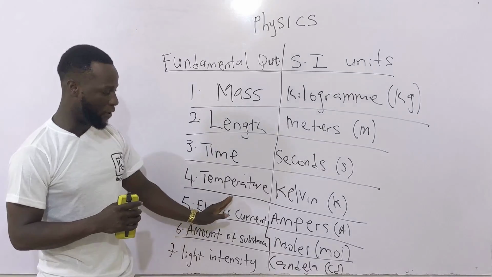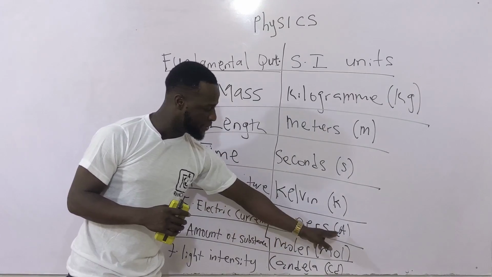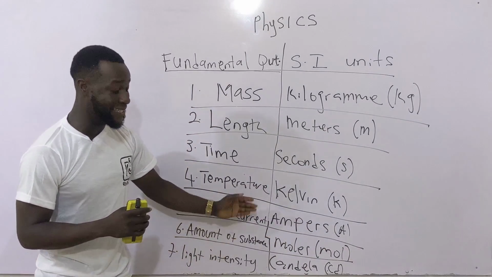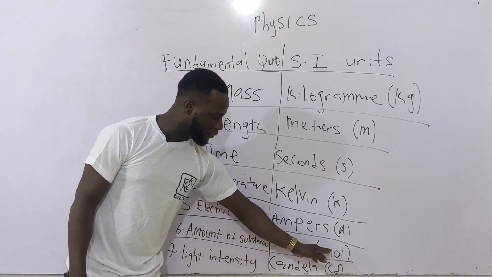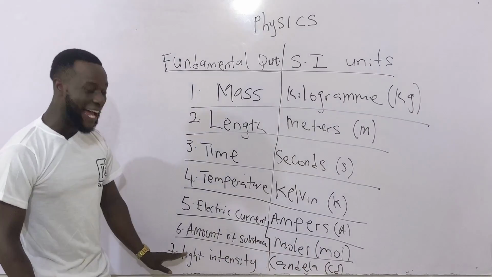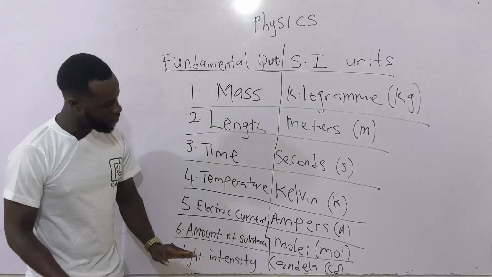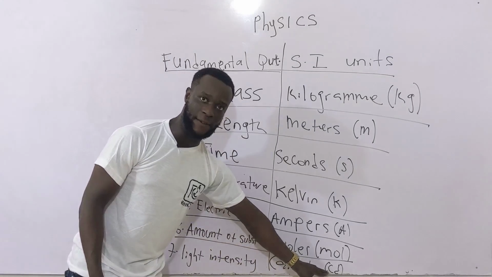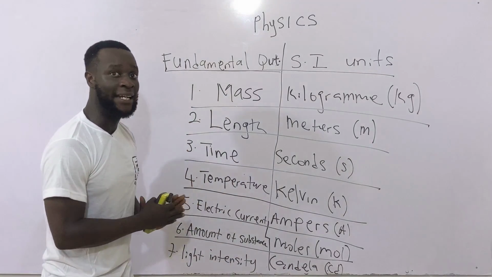We have electric current. The SI unit is amperes, which can be represented by letter A. We have amount of substance. The SI unit for it is moles, which can be represented by mol for short. We have light intensity, which can also be called luminous intensity, and the SI unit for it is candela, abbreviated as cd. So these are the 7 fundamental quantities.